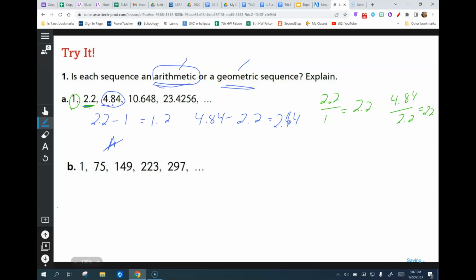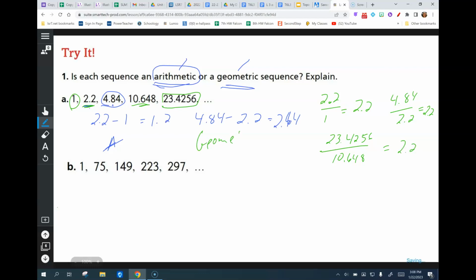Let's see if it really works. Try it again. Let's just go drastic. Let's take this one divided by this one. So 23.4256 divided by 10.648. And look, I get 2.2. So this one is geometric.